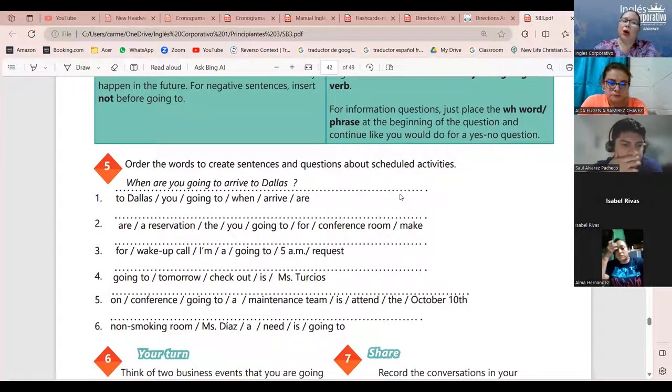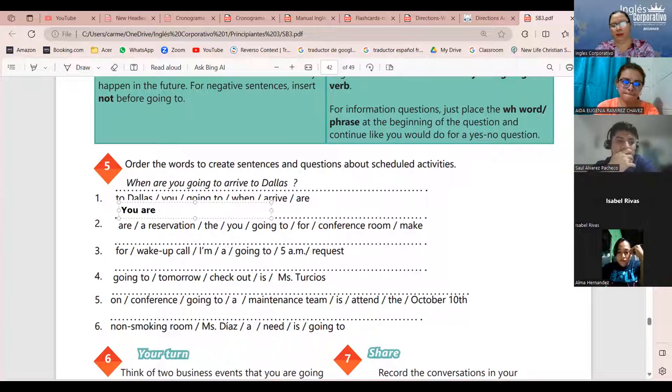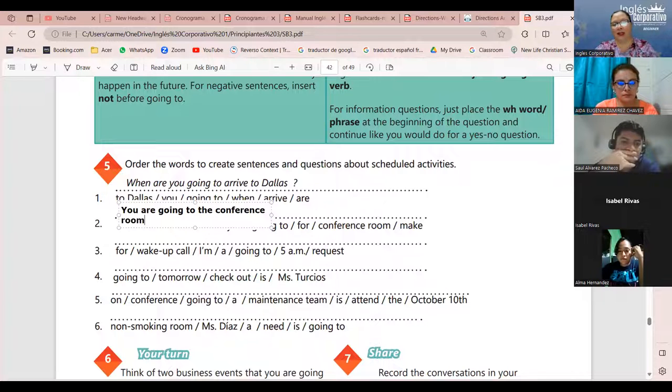For example, in number one: when are you going to arrive to Dallas? Okay, so remember, be going to future. Number two, remember WH if it is affirmative, just the subject. We start with the subject. Remember what goes next. Okay, is, you are, going to the conference room. I will write what you say. It's not that it is correct, but it's going to help you to visualize it.